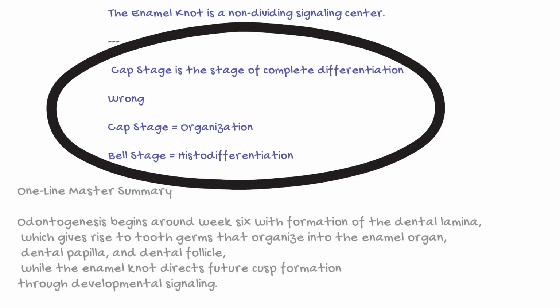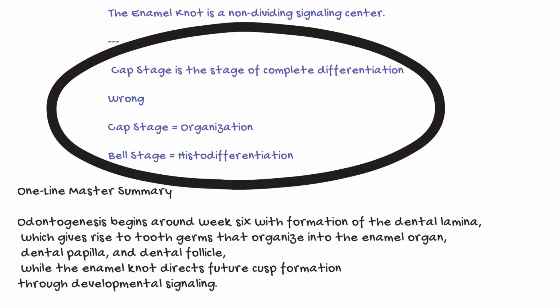One-line master summary. Odontogenesis begins around week 6 with formation of the dental lamina, which gives rise to tooth germs that organize into the enamel organ, dental papilla, and dental follicle, while the enamel knot directs future cusp formation through developmental signaling.